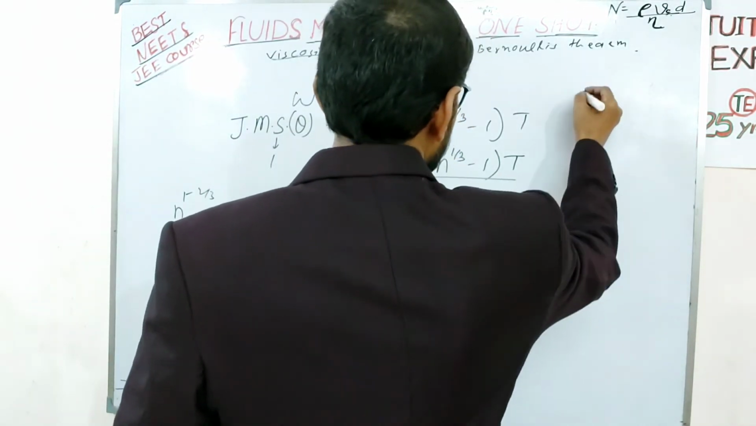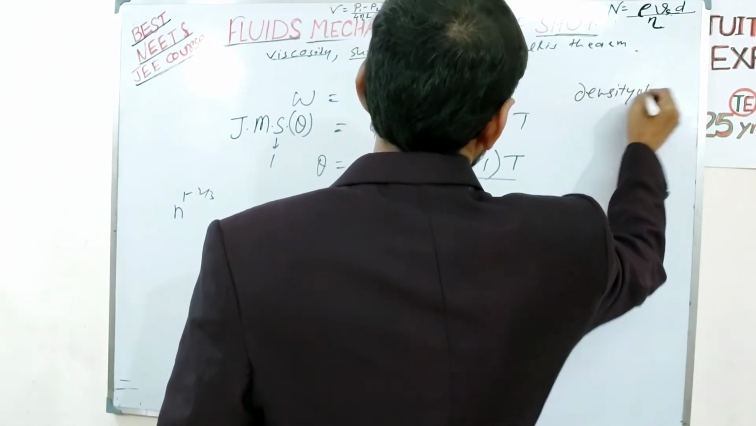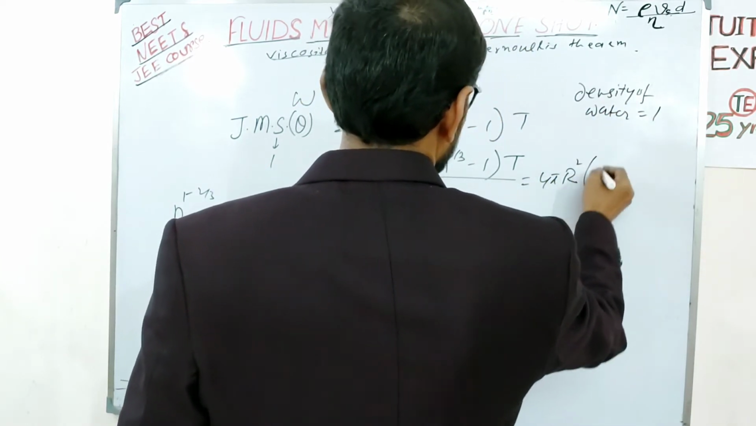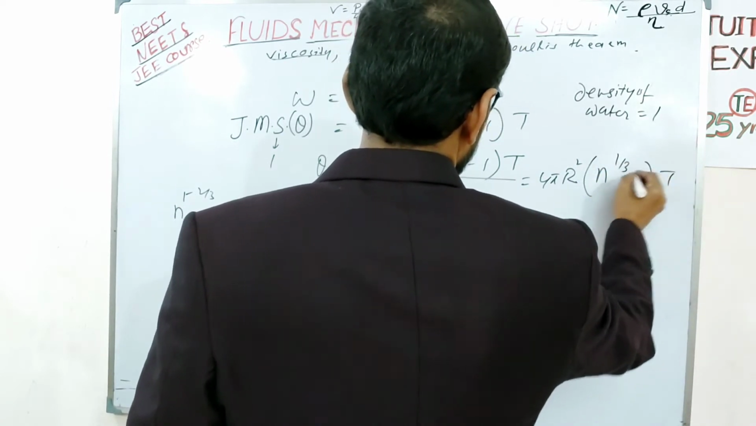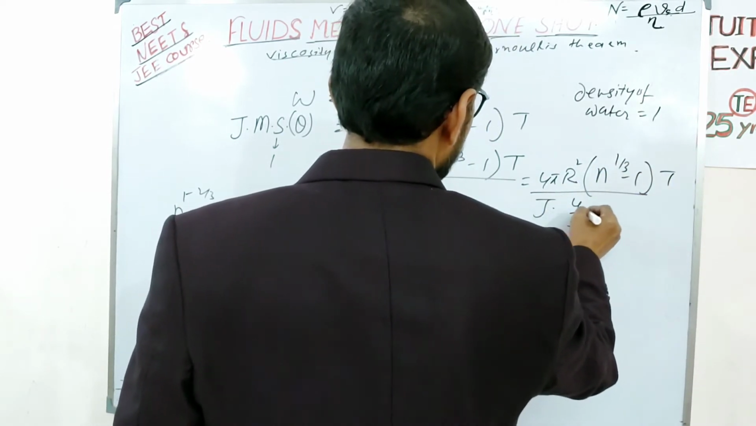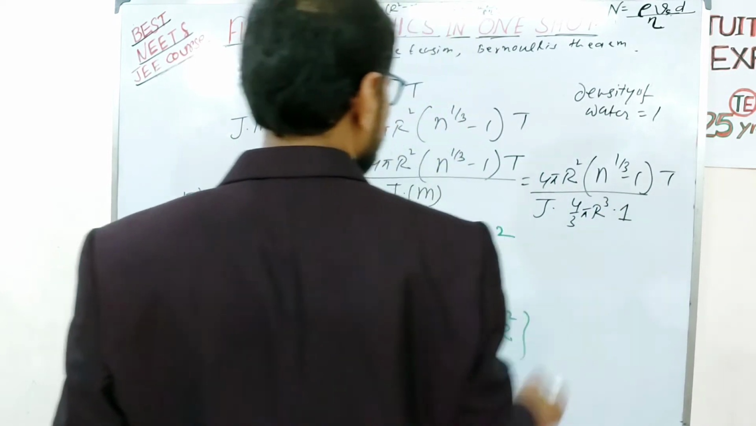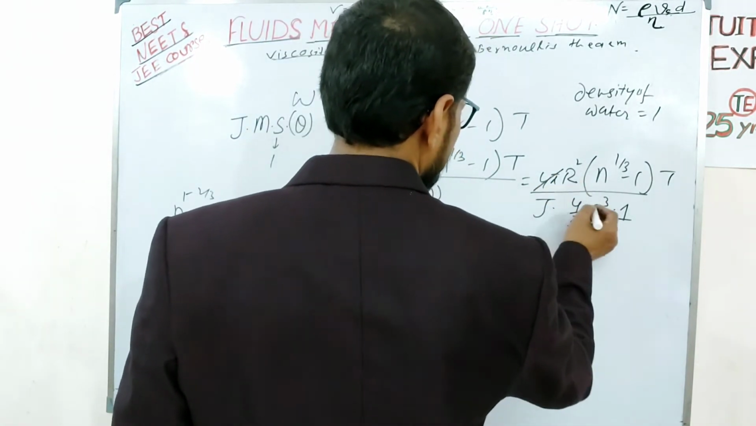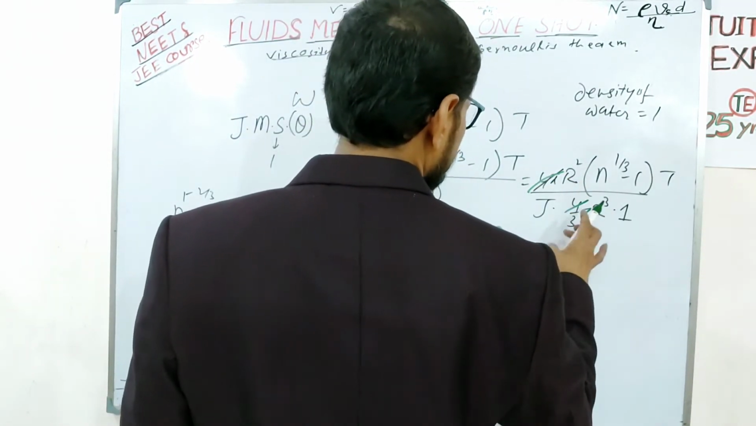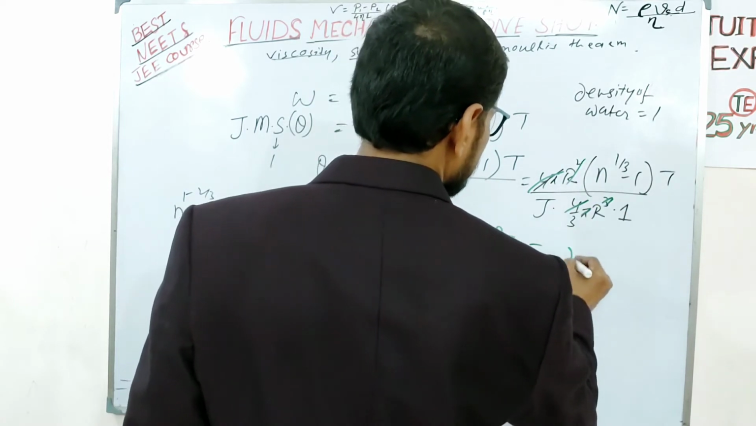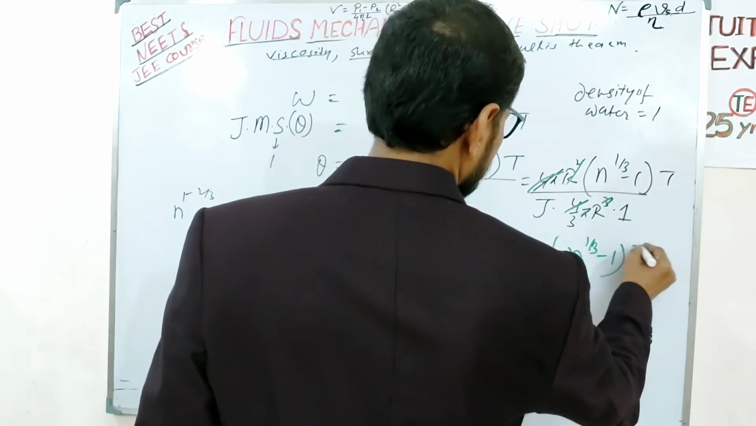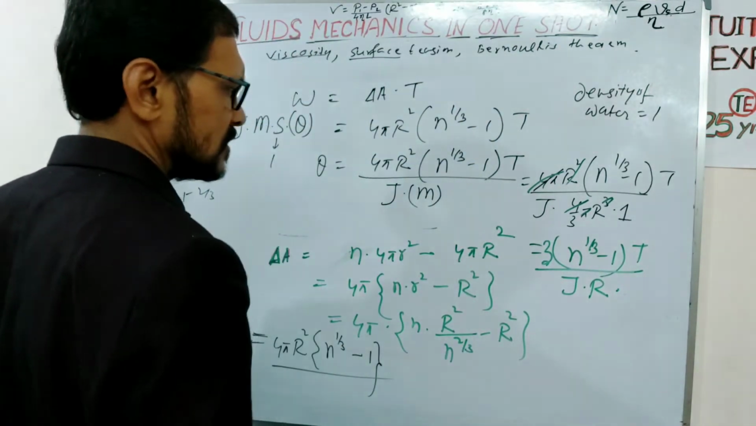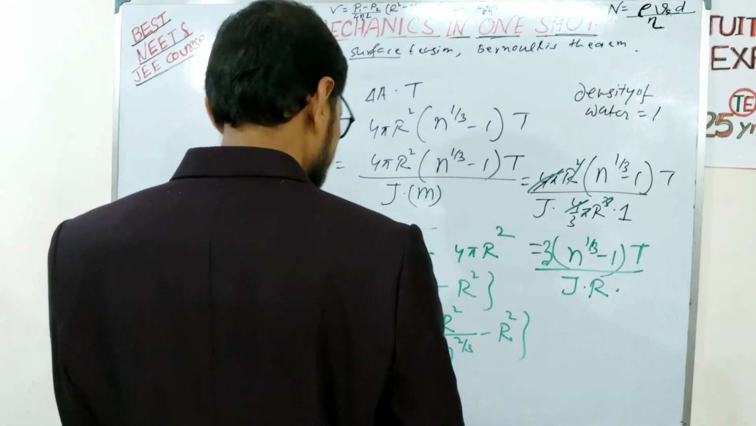What is the mass of the ball? If the density of water is 1, then mass equals volume, 4/3 pi R cube, into density. If we take the CGS system, the density is 1. So 4 pi cancels, R square and R cancel. So this is the answer.